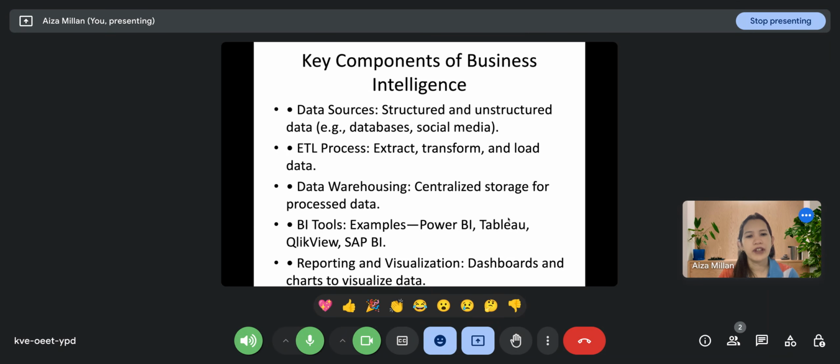Can you think of other ways business intelligence might be useful in a business? Right. BI is used across industries like healthcare, finance, and even entertainment. For instance, Netflix uses BI to recommend shows based on your viewing habits.